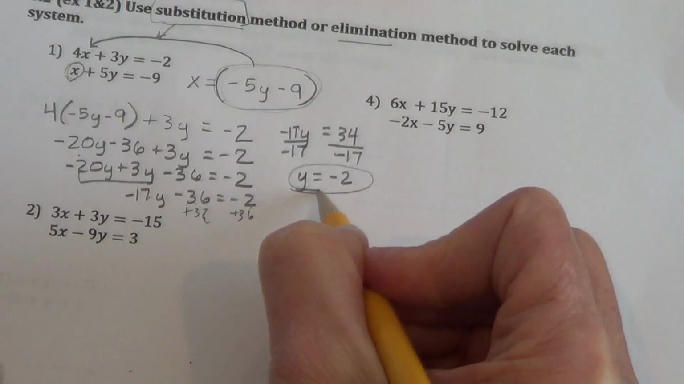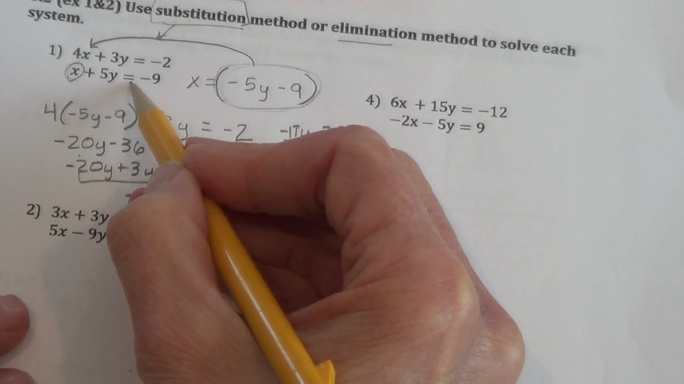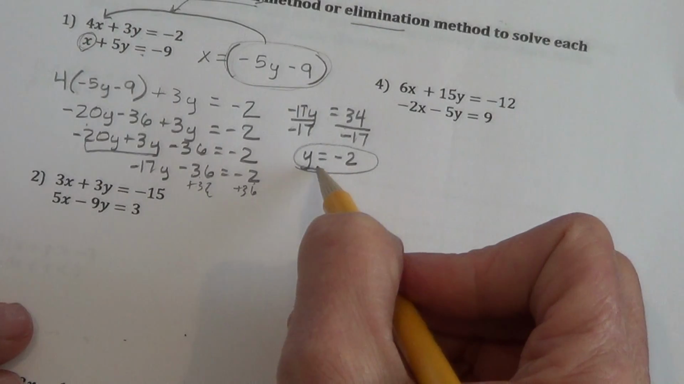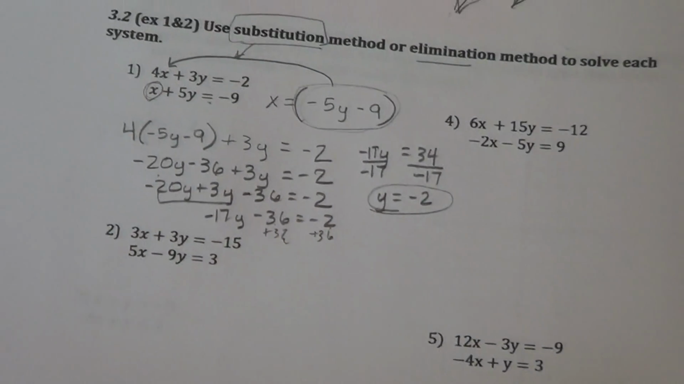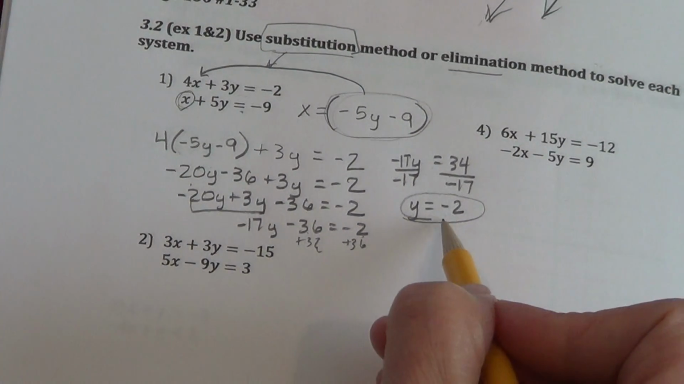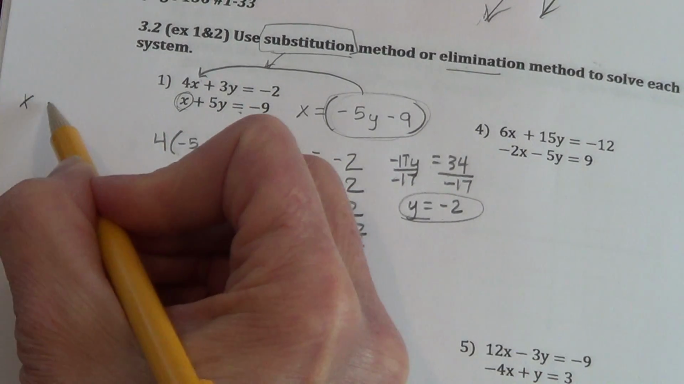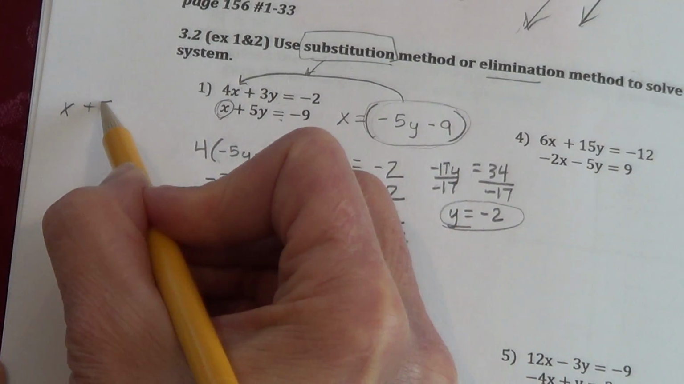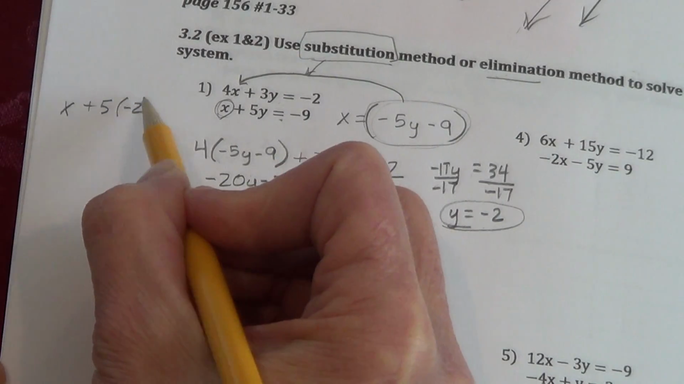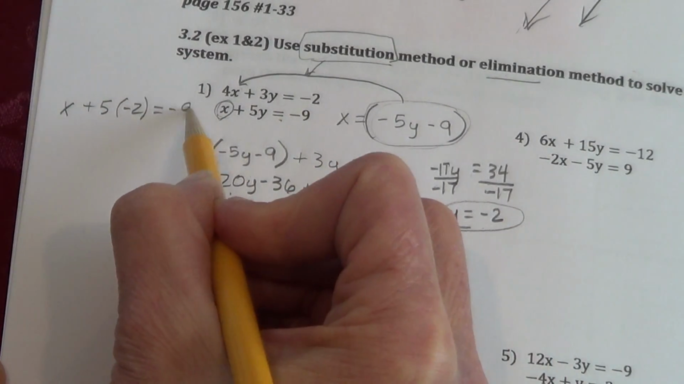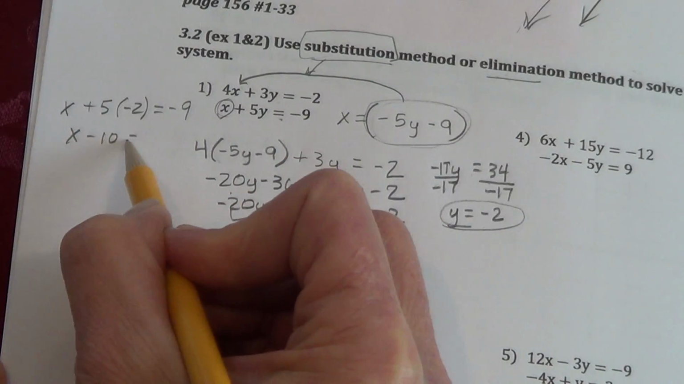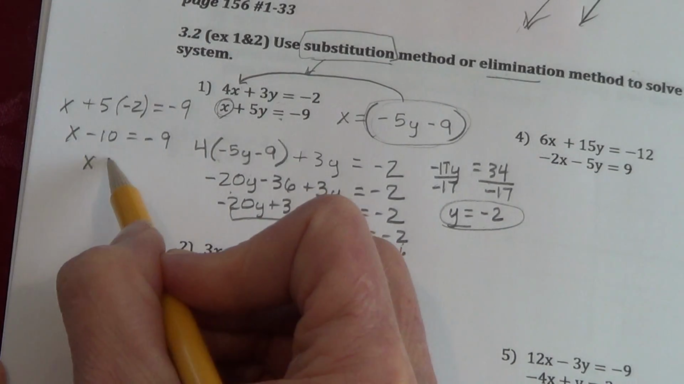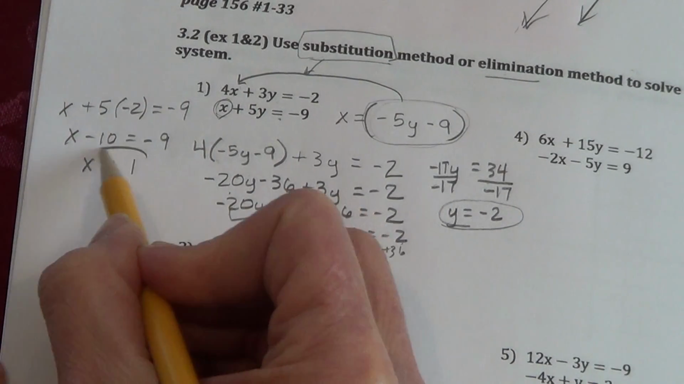Now I need to take that and plug it back into one of these equations, because just like yesterday when we were graphing, we had to come up with the point. We have to come up with the x and the y value here to know what the point is that they're intersecting at. So I take this negative 2, plug it in for y. I'll just use this equation. x plus 5, instead of y I put negative 2, equals negative 9. So x minus 10 equals negative 9. x, add 10 to each side, equals 1.